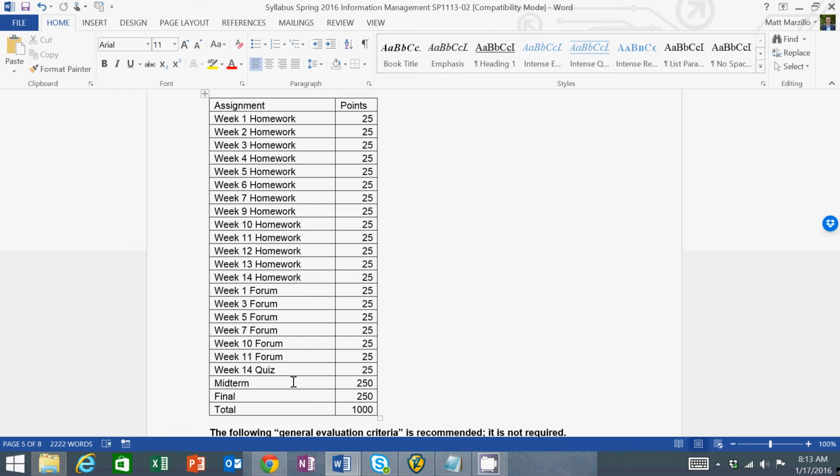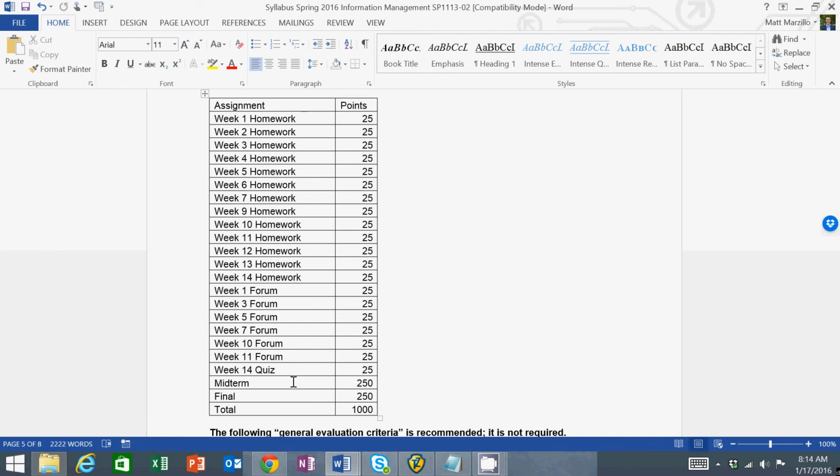And then for the midterm and the final, you should submit that on time. If you cannot submit it on time, please contact me and we'll try to figure out an arrangement if there's a good reason why you can't submit it on time. The midterm and the final should definitely be submitted on time. There should be no excuses there.